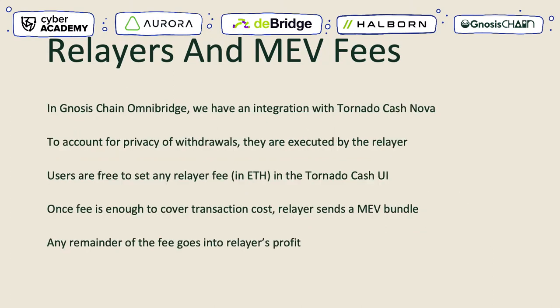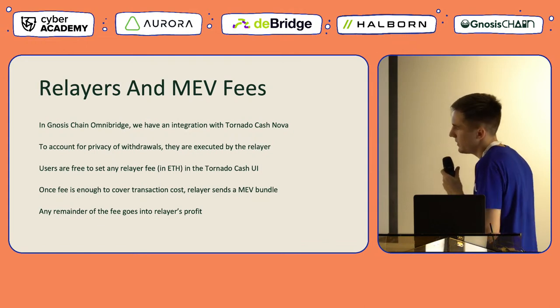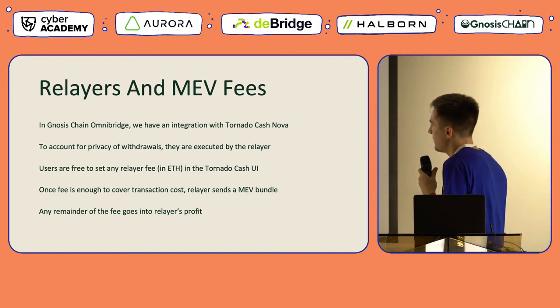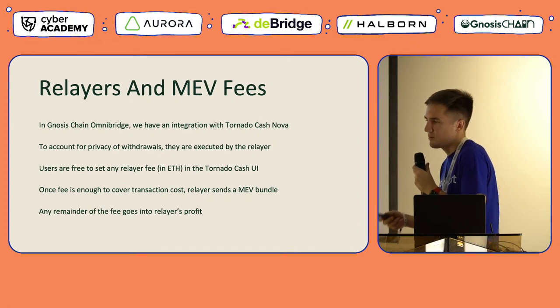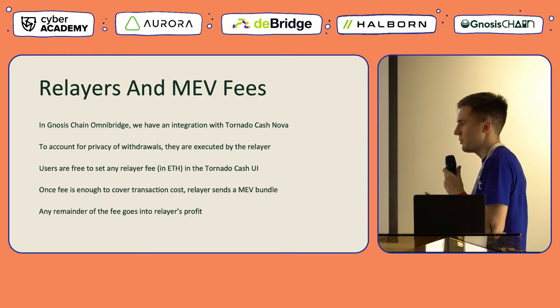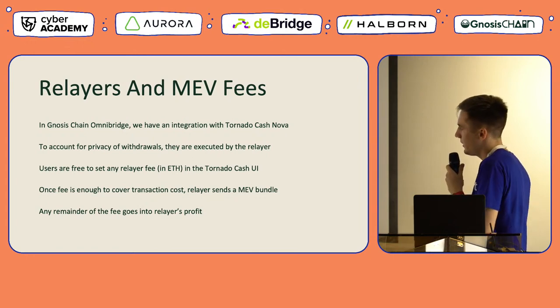The way we used this approach in Gnosis Chain OmniBridge was with a custom integration with the Tornado Cash Nova application. The way Tornado Cash Nova privacy works, and how it accounts for the privacy of withdrawals, is that they should be executed from some sort of centralized and uniform relayer, which prevents leakage of private details of a particular user. In the UI, users are free to set any relayer fee that they are willing and can potentially pay for the relayer which will execute their transactions.